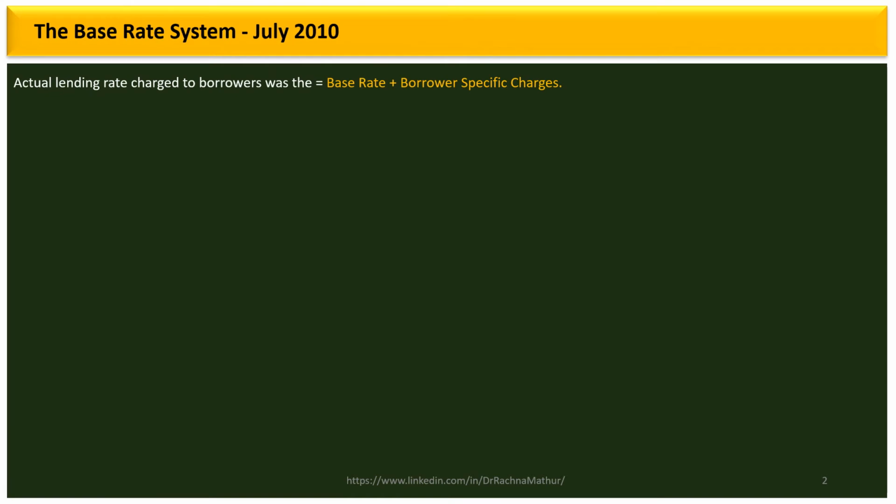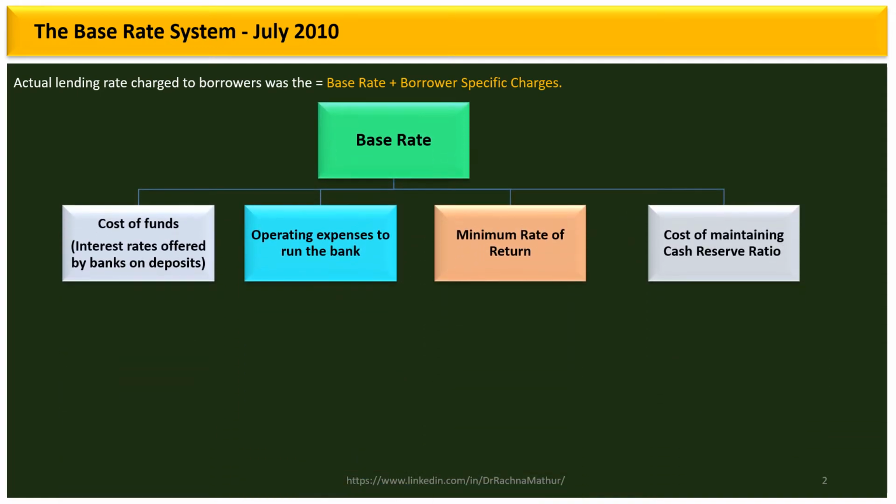RBI replaced the benchmark prime lending rate system with the base rate system in July 2010, under which the actual lending rate charged to borrowers was the base rate plus borrower-specific charges. Let us find out the main components of the base rate system. The base rate system comprised of number 1, the cost of funds. Number 2, operating expenses to run the bank. Number 3, minimum rate of return. And number 4 is the cost of maintaining the cash reserve ratio.